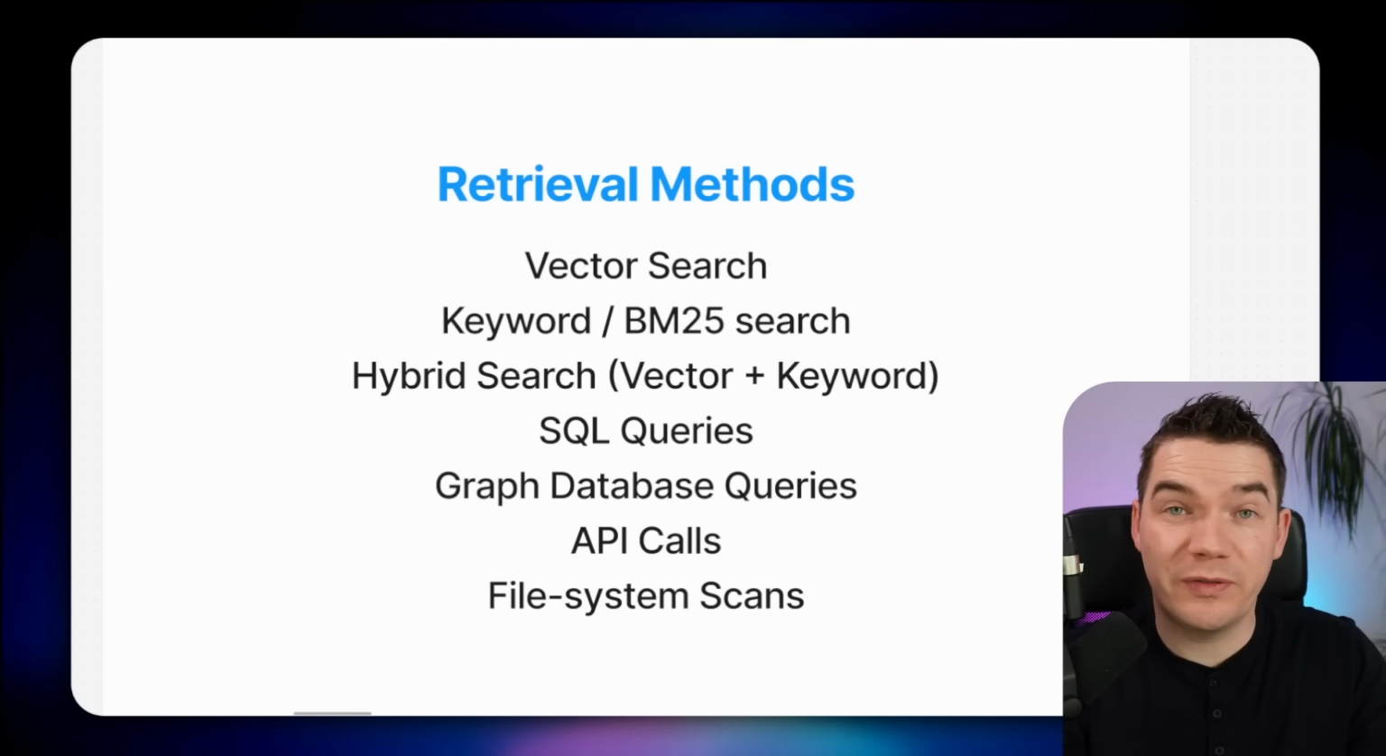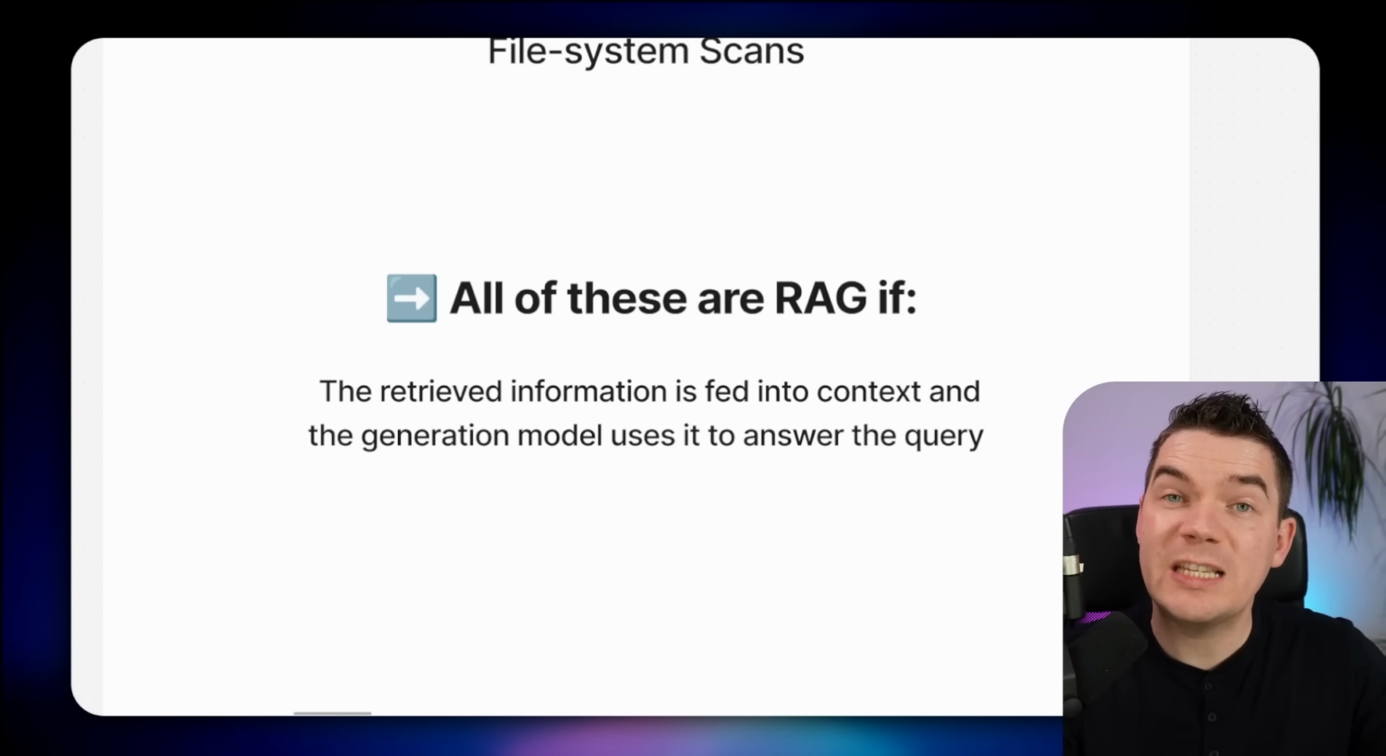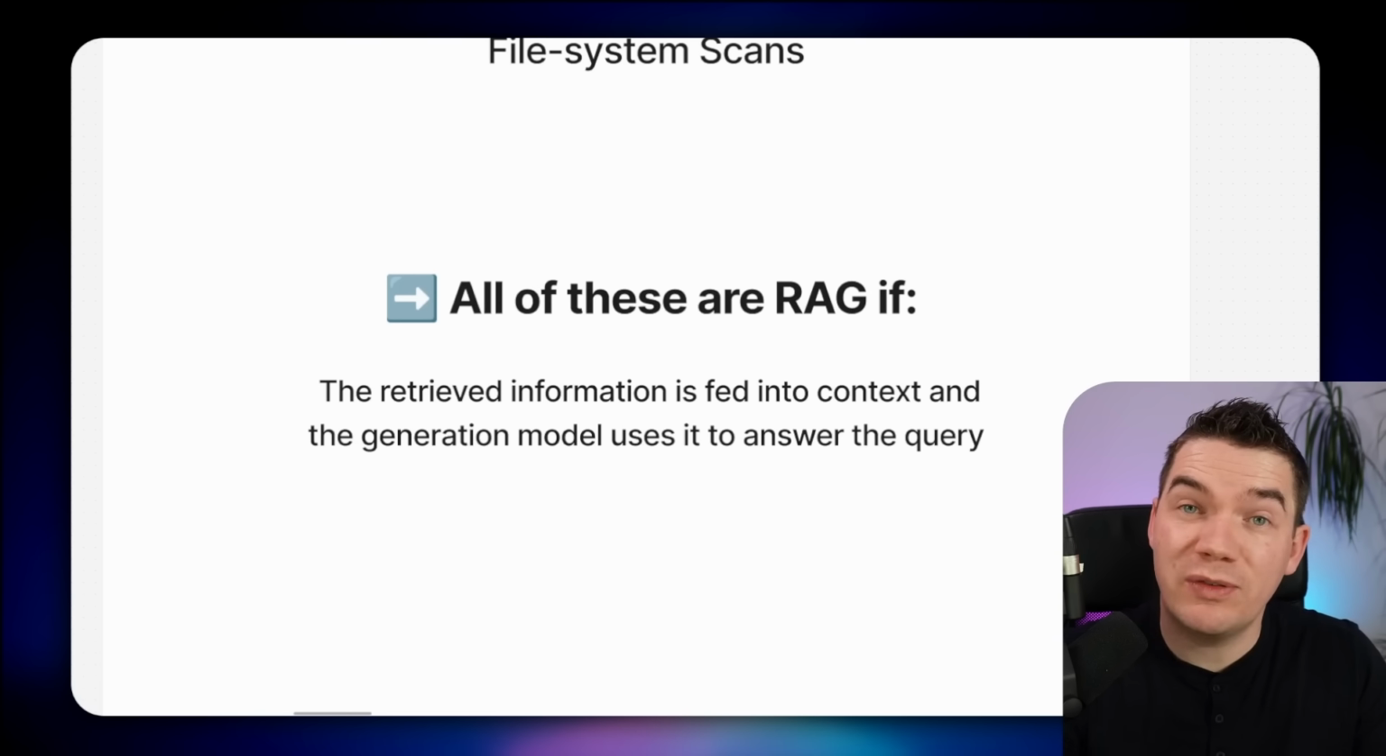And this is why I would define all of these, including API calls, as RAG. Because if through these methods, the retrieved information is fed into context, and it's used by the model to synthesize the answer, then that is retrieval augmented generation.